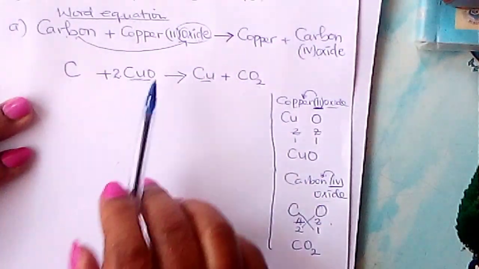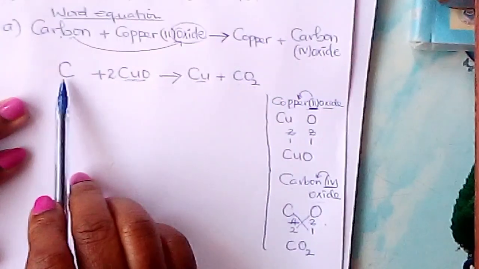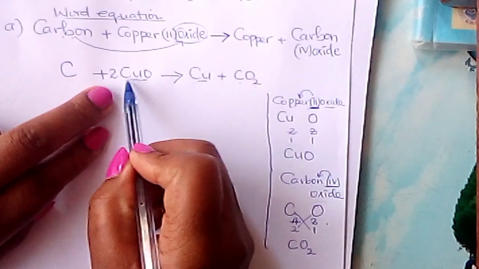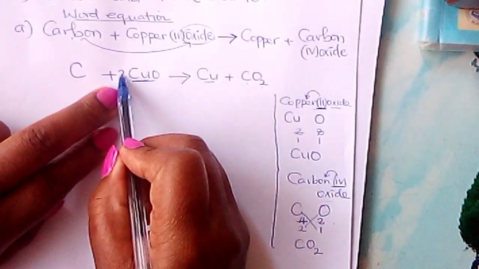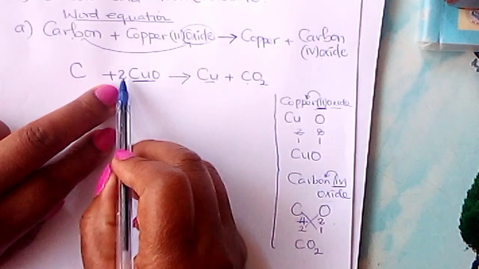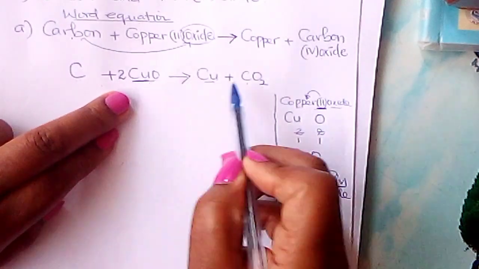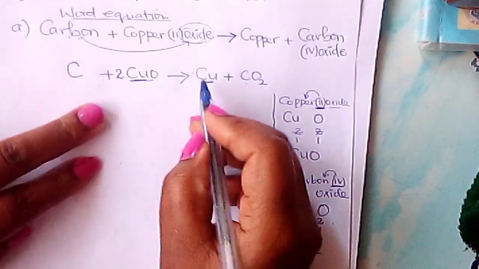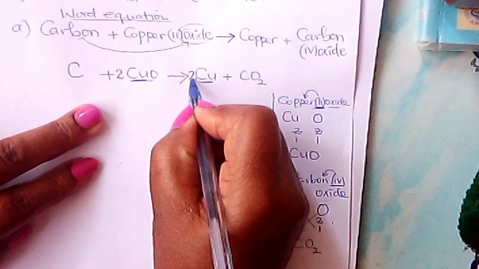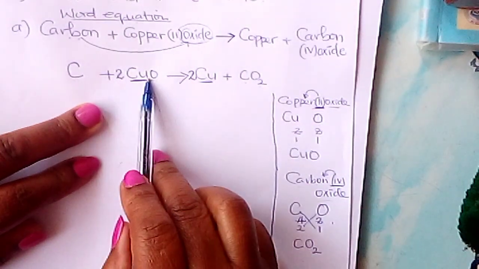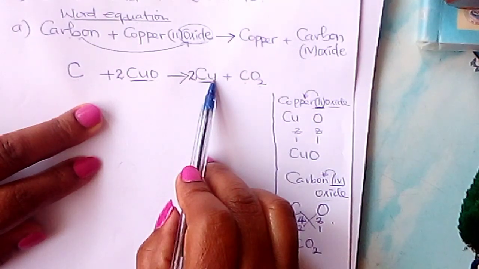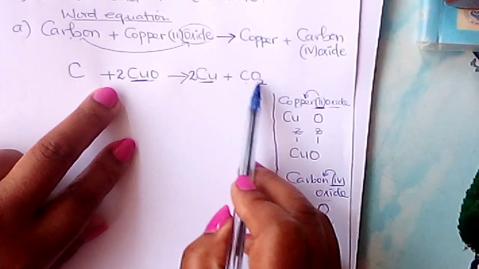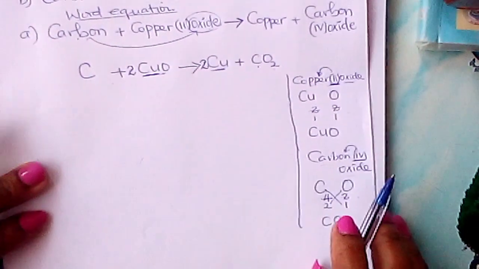You go back to it, Lana. You want to confirm whether it is balanced. So you have 1 carbon, 1 carbon. Okay? You have 2 copper atoms. When you put your 2 there, it multiplies everything here. So you have 2 copper atoms on this side, and on this side, Lana, you have 1. Therefore you come and fix a 2 where you have 1, so that you have 2 copper atoms, 2 copper atoms. Then you talk of two oxygen atoms, two oxygen atoms. And therefore our equation is balanced.